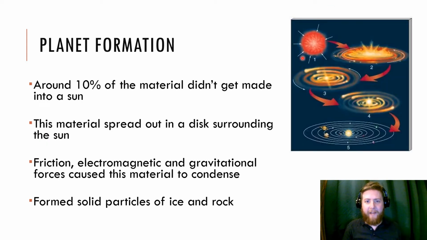All right, so the planets and planet formation. About 10% of the material that didn't get sucked into the sun spread out in a disk around the sun. If you take my astronomy class, we'll talk about why that happened. It's like a frisbee. As that frisbee is spinning in the air, it flattens out. Same thing here. As this mass spun faster and faster, it flattened out into these bands. The friction, electromagnetic and gravitational forces caused the material in these bands to condense into solid particles of ice and rock.